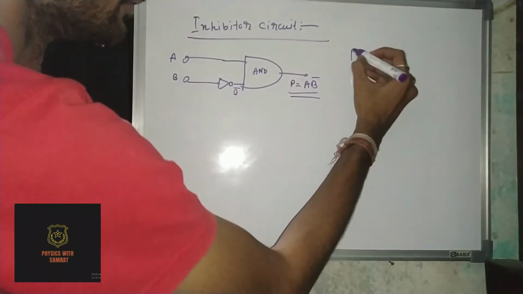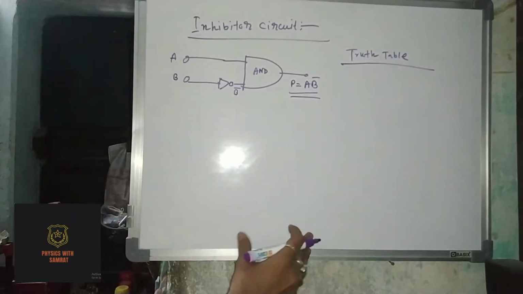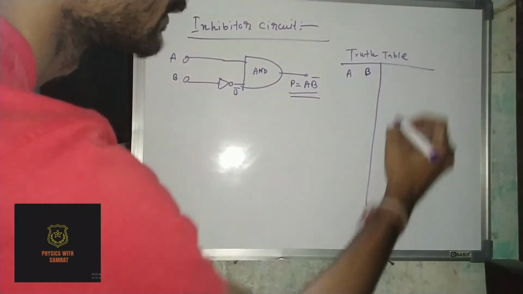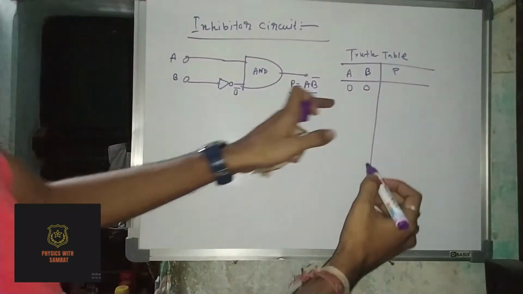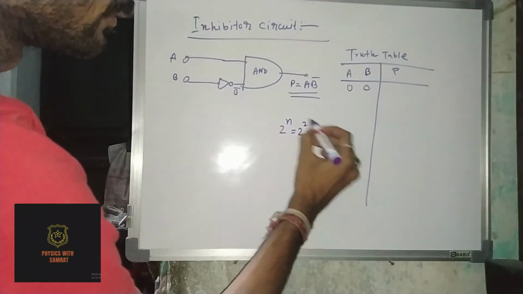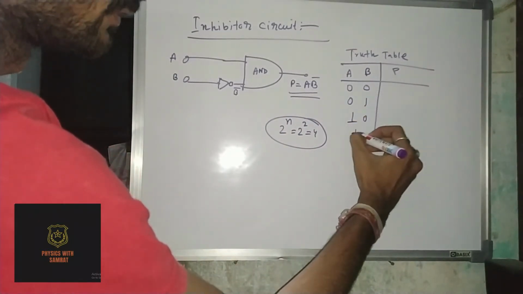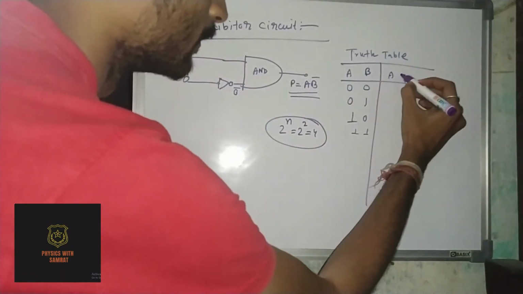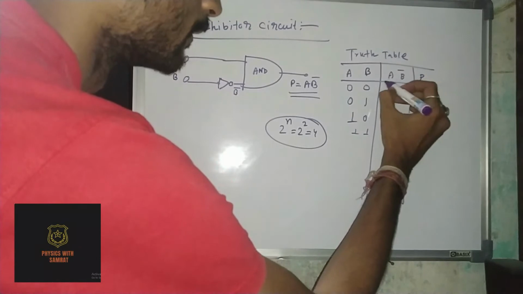If we draw the truth table, we get this. These are the inputs and this is the output. Okay, as there are two inputs, so we get 2 to the power n, that is 2 to the power 2, 4 combinations. So 0 0, 0 1, 1 0, 1 1. So what we will get? P is equal to A B bar.